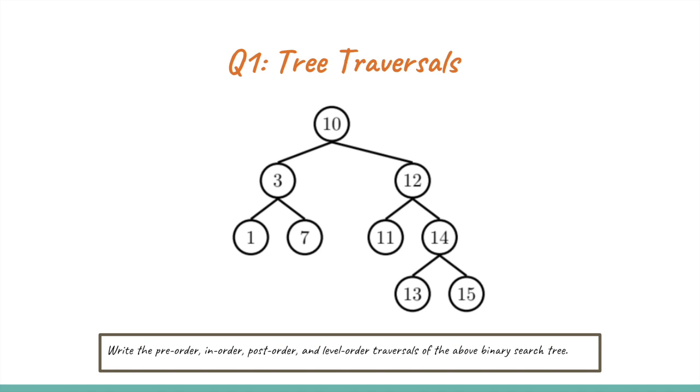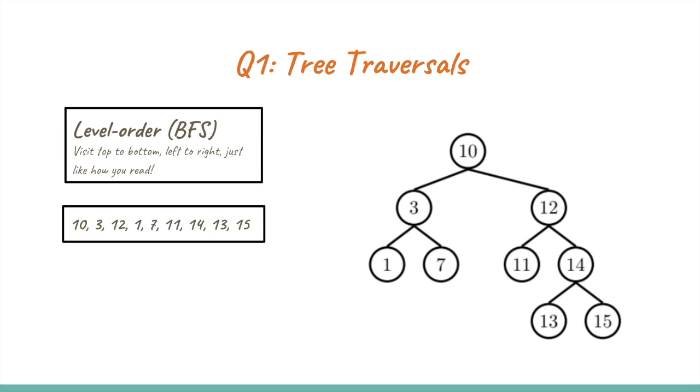In the first question, we are given the following tree and want to write the pre-order, in-order, post-order, and level order traversals. So let's start with level order, which is also known as breadth first search. And with this traversal scheme, you visit top to bottom and left to right.